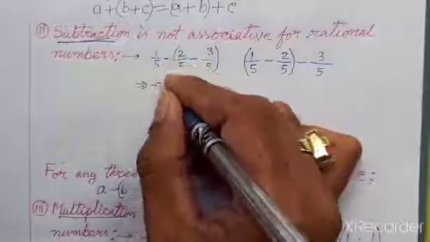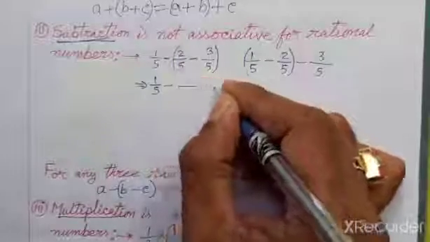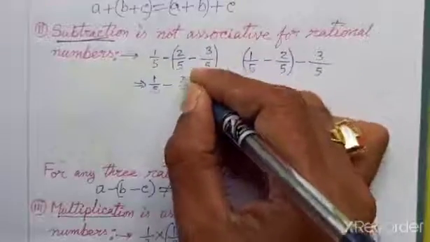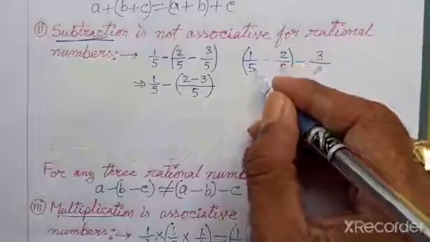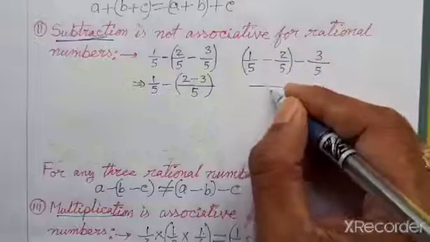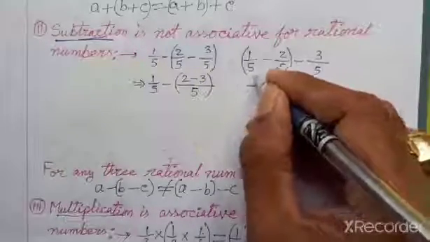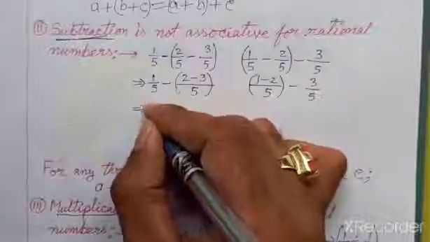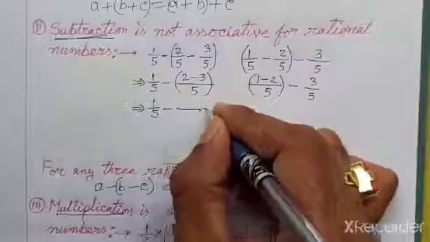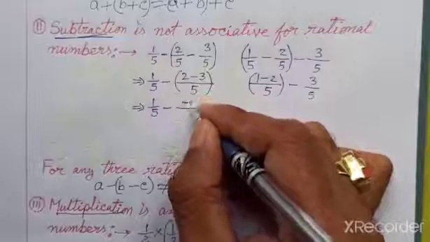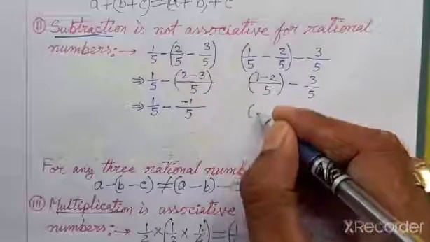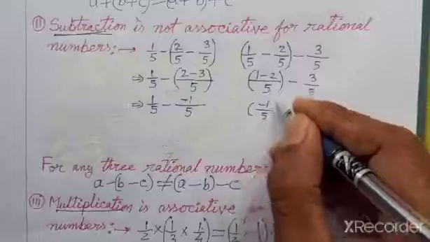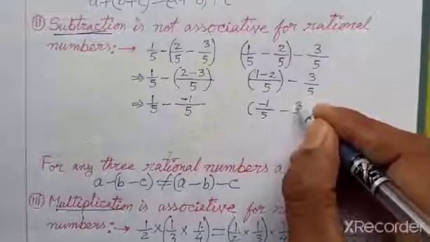Next, first number is 1/5 minus, 5 and 5 are taking LCM, then we are getting 5, then 2 minus 3. Here in the second case, 5 and 5 are taking LCM, then we are getting 5, then 1 minus 2, and minus 3/5. 1/5 minus (2 minus 3) is minus 1 by 5. Minus 1 minus 2 is minus 1/5, minus 3/5.